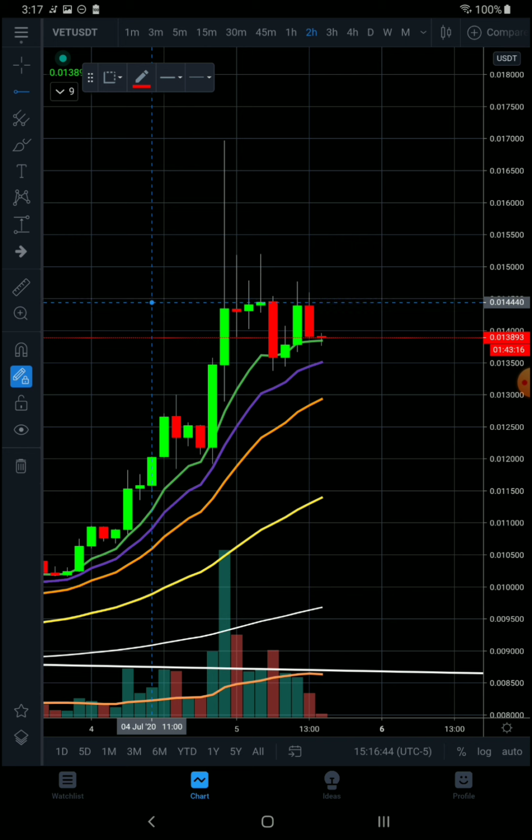resistance, right? I'm trying to get it accurate there. See that? You guys see that? That red line I just drew? Tell me that's not a resistance right now.